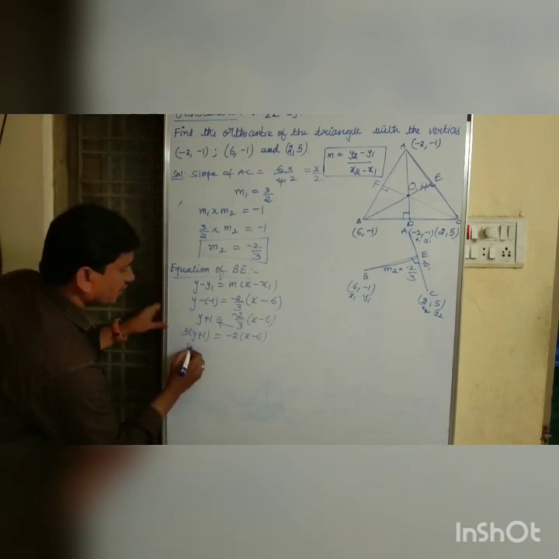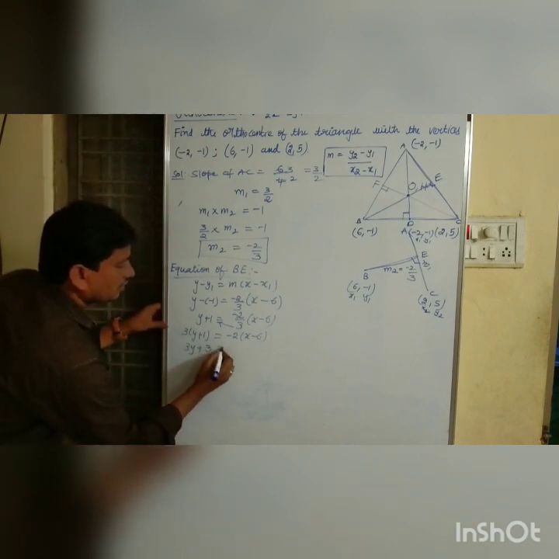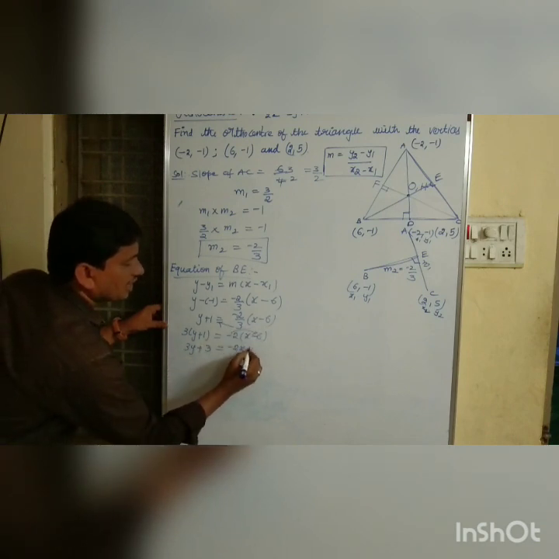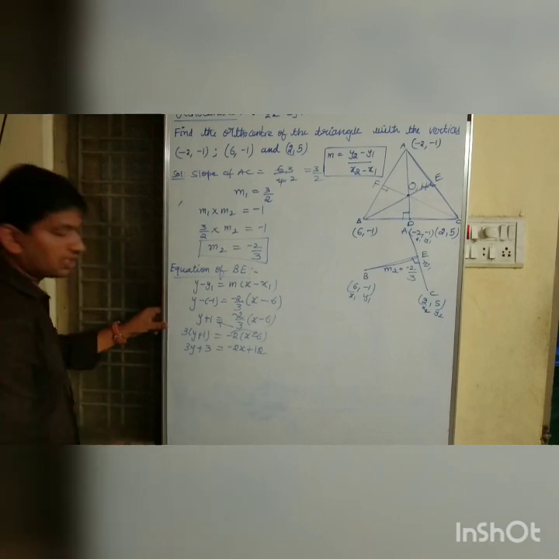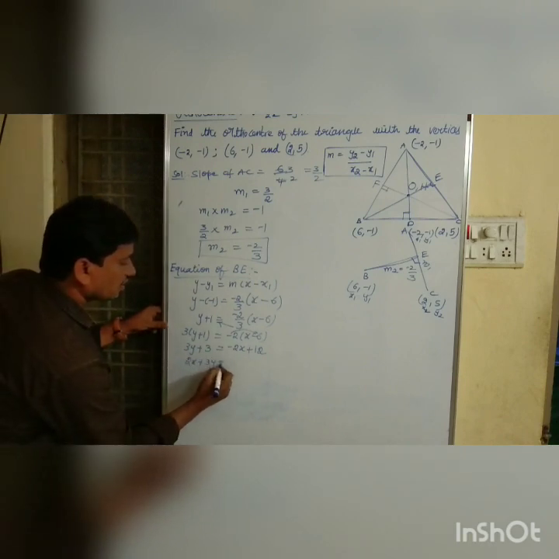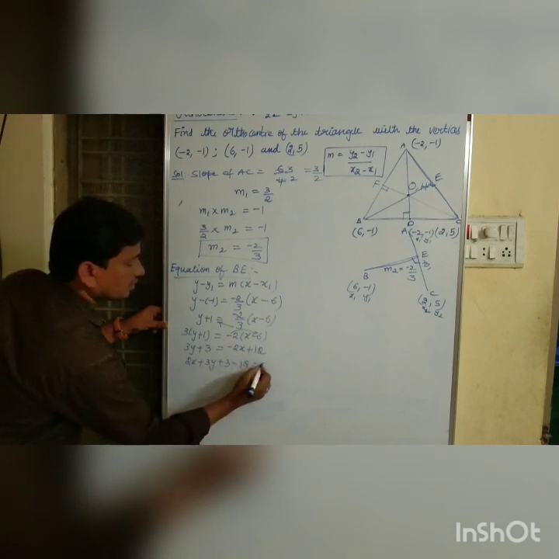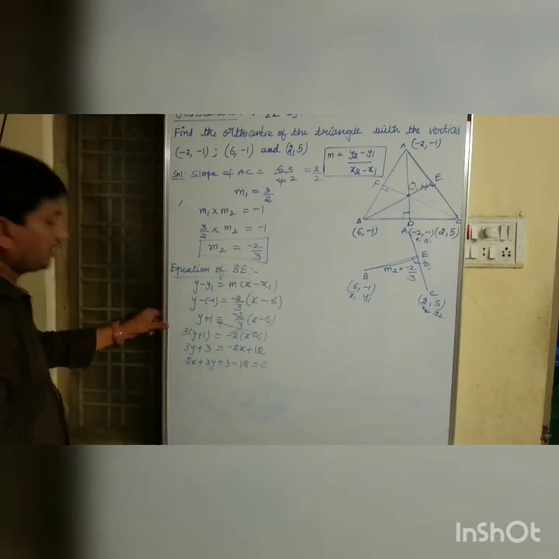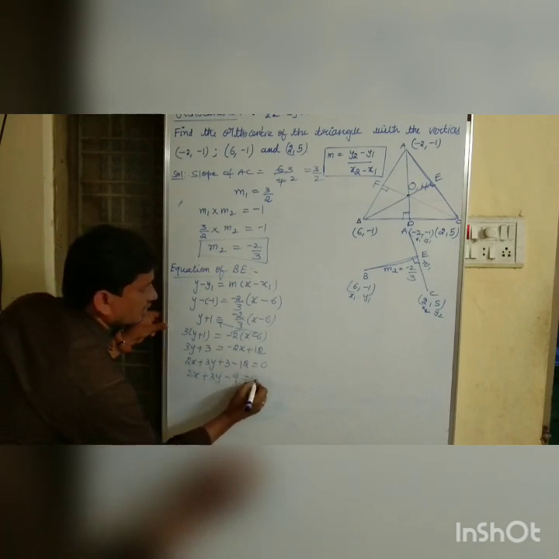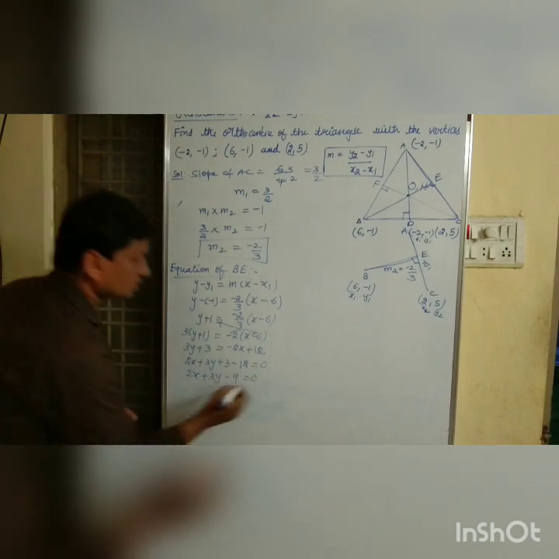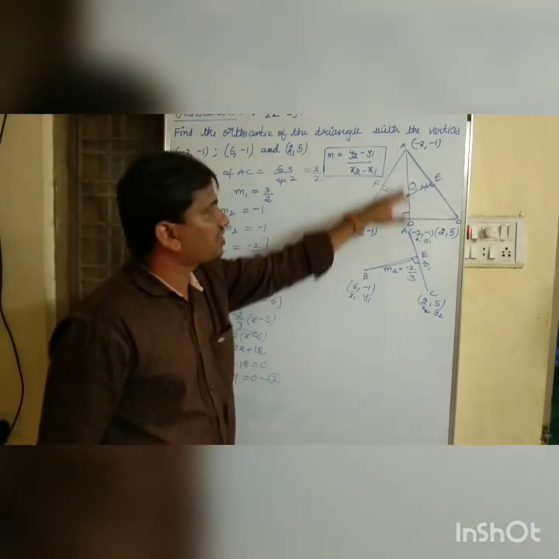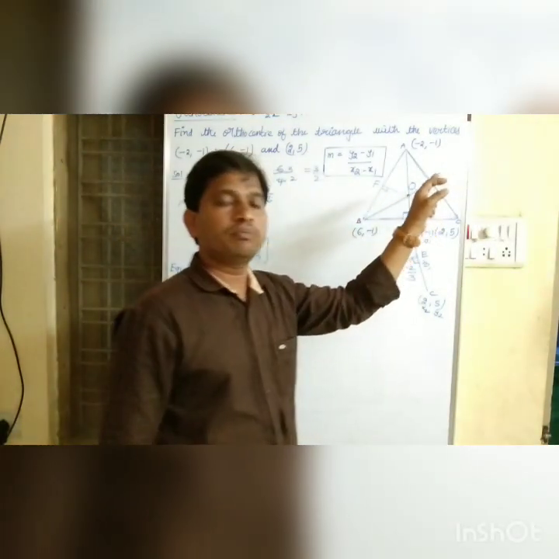Now 3 into y is 3y, 3 into 1 is 3, equal to minus 2 into x is minus 2x, minus into minus plus, 2 sixes are 12. Transposing minus 2x, we get 2x plus 3y plus 3 minus 12 equal to 0. So this becomes 2x plus 3y minus 9 equal to 0. This is our equation number 2, as we found the equation of AD and also the equation of BE.